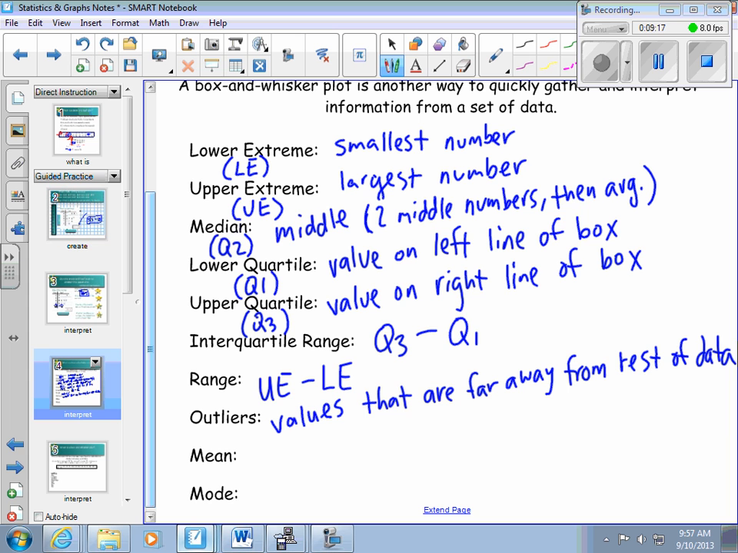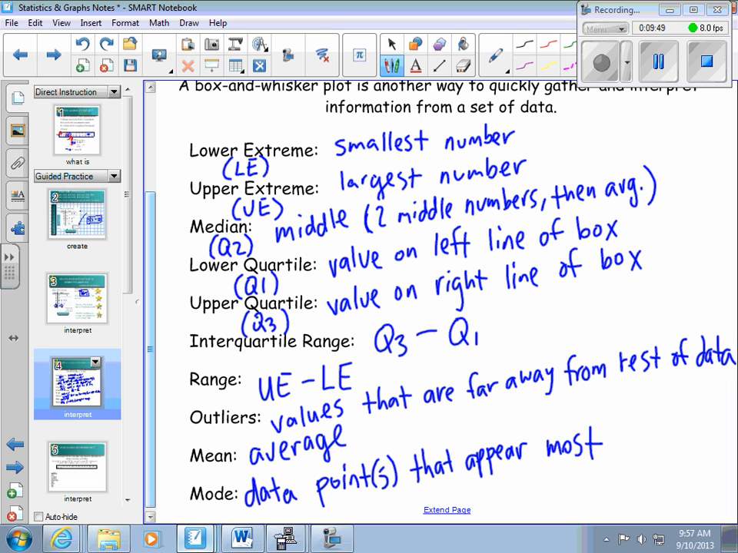The 2 other terms they may or may not use when you're doing statistics are mean and mode. Mean is one you should be familiar with. That's just the average of all the data. And mode is the data point or points, sometimes it might be more than one, that appear the most. So whatever shows up the most is your mode.